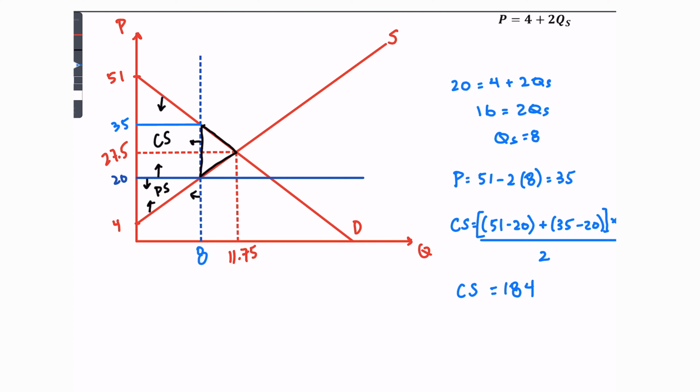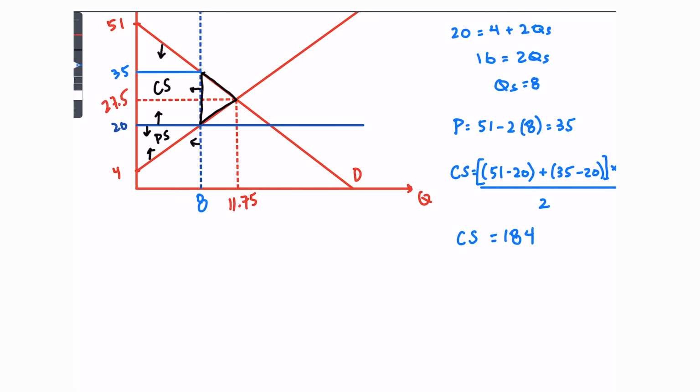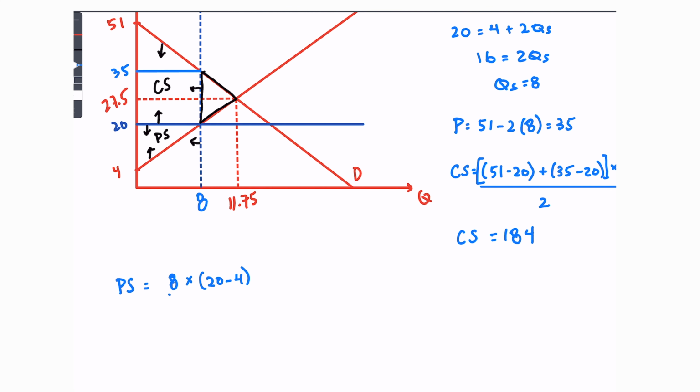For the producer surplus, it's a little simpler. We have a triangle, so I'll do it over here. So 8 multiplied by 20 minus 4, base times height, divided by 2.